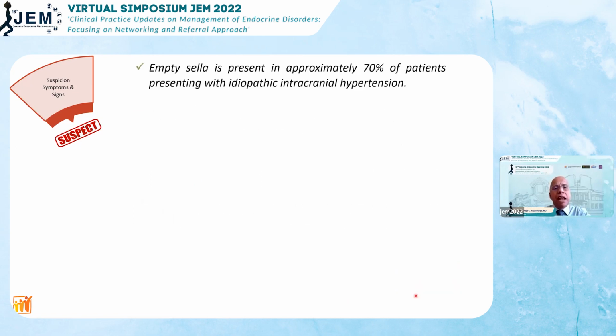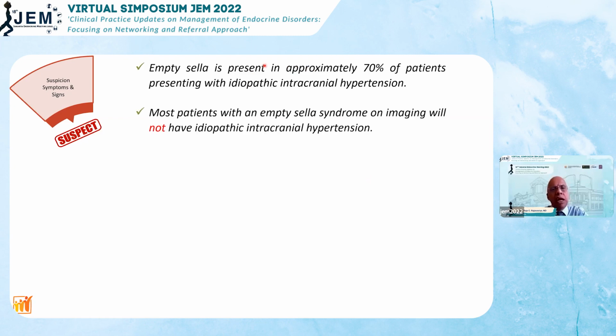The empty sella is present in approximately 70% of patients with idiopathic intracranial hypertension. They come in with headaches and see neurologists, they get an MRI, they get diagnosed. On the other hand, most patients with the empty sella will not have idiopathic intracranial hypertension.